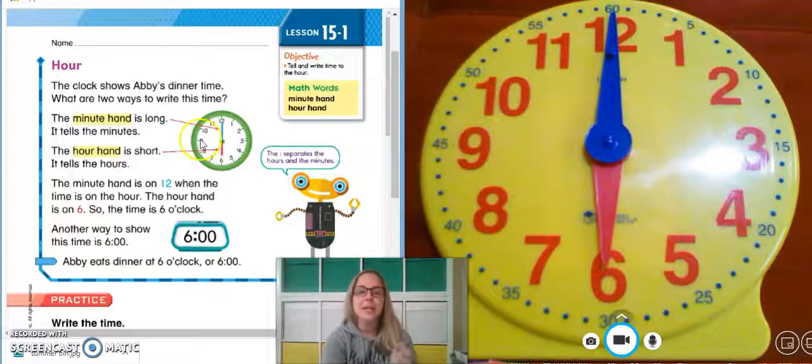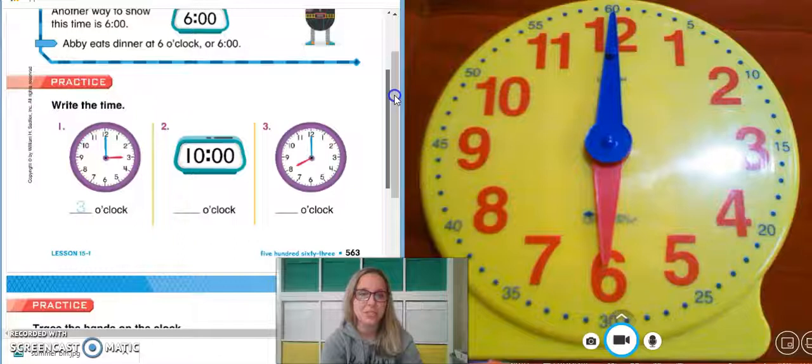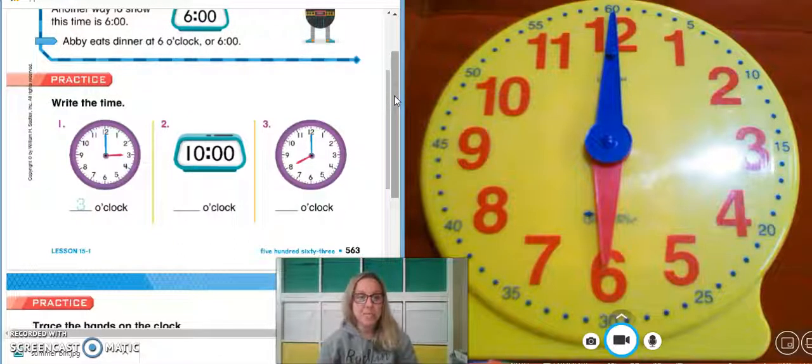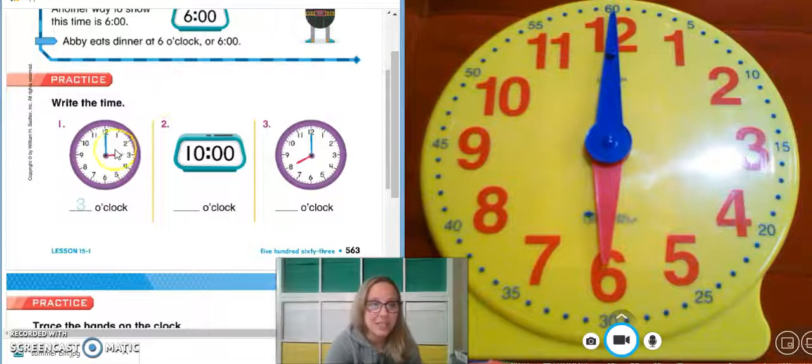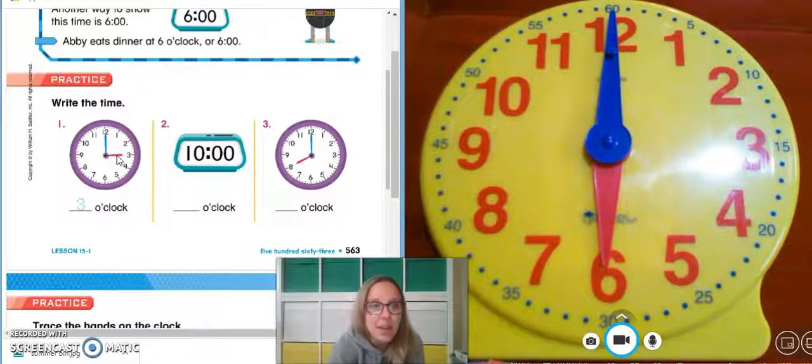Okay? Now, let's go down to the first practice questions here. And it says, write the time. All right, so looking at that first clock here, we see that our minute hand is pointing straight up on the 12, so we know that we're at o'clock. And then our hour hand is pointing to the 3. So on the line, you can write 3 o'clock.